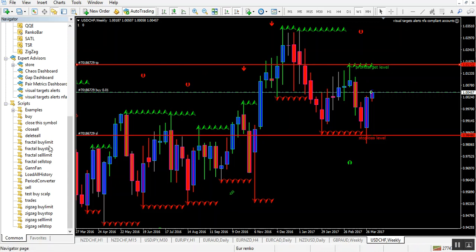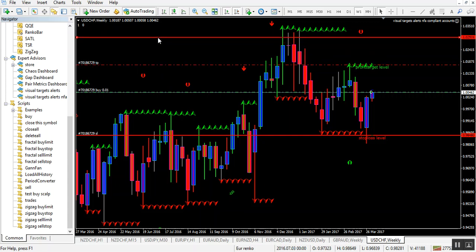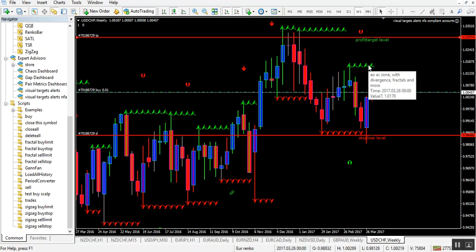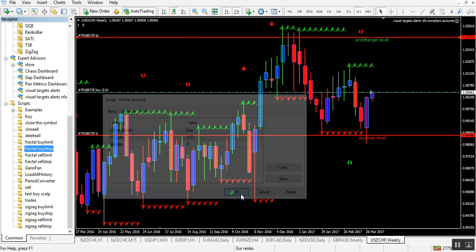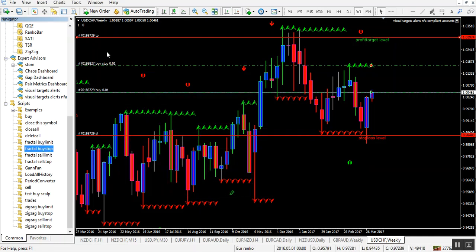let's put in a buy stop. Let's see here. Okay. Let's get this back up here. Okay, let's say we're going to put in a fractal buy stop. It's going to go in right there. It will set the profit target on that also, right there.